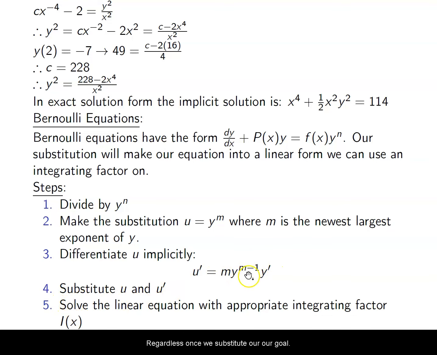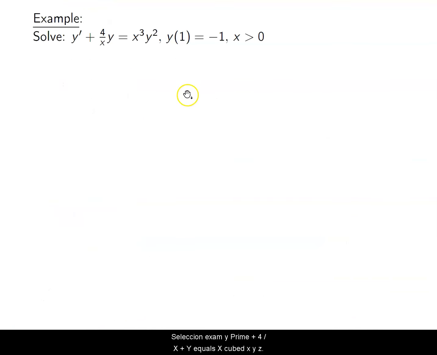But regardless, once we substitute, our end goal is to have no more y's and have a bunch of u's everywhere. So once we have all the u's everywhere, we're going to solve the linear equation with the appropriate integrating factor I times x. Okay, so let's do an example.